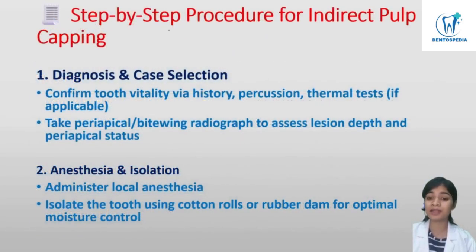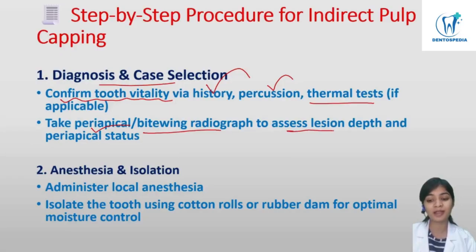Now the step-by-step procedure for indirect pulp capping. First is diagnosis and case selection. You have to confirm the tooth vitality. Take the patient's history, percuss the tooth, and see if tenderness on percussion is present or not. Do a thermal test if applicable. Then take radiographs like periapical and bitewing radiographs to assess the lesion depth and periapical status.